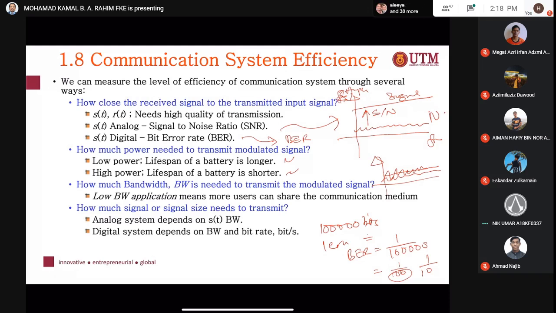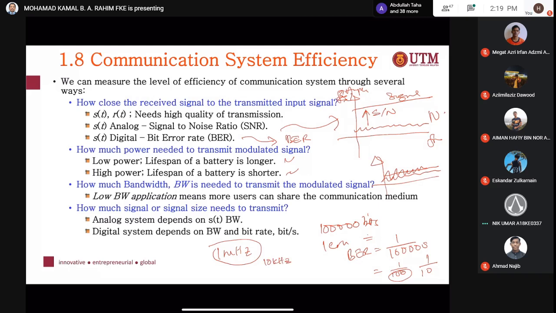Okay, how much bandwidth is needed to transmit the signal? Low bandwidth communication means users can share the communication medium. So it depends on the application again. Usually the bandwidth depends on the application, and low bandwidth applications mean more users can share the communication. If you have a smaller bandwidth, more users can use it. For example, let's say you have 1 megahertz. For a radio application, let's say you need 10 kilohertz.